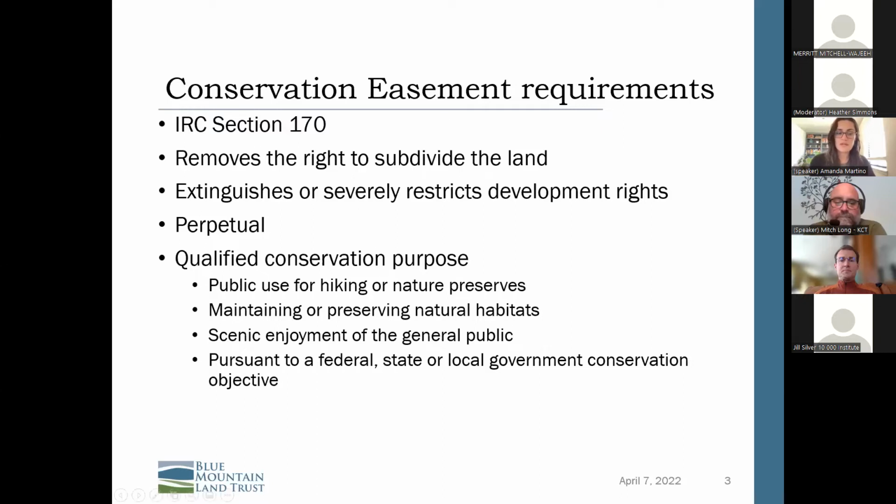It also has to meet a qualified conservation purpose, and those purposes can be for public use, for hiking or nature preserves, for maintaining or preserving natural habitats, scenic enjoyment of the general public, or pursuant to a federal, state, or local government conservation objective. So oftentimes that's where we see agricultural land preservation. Next slide, please.